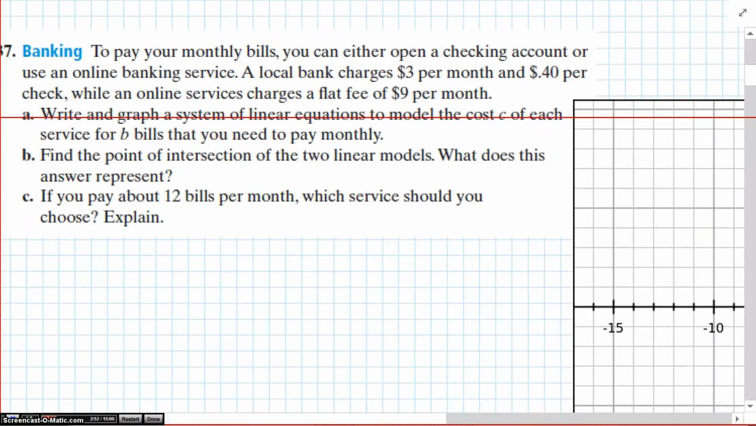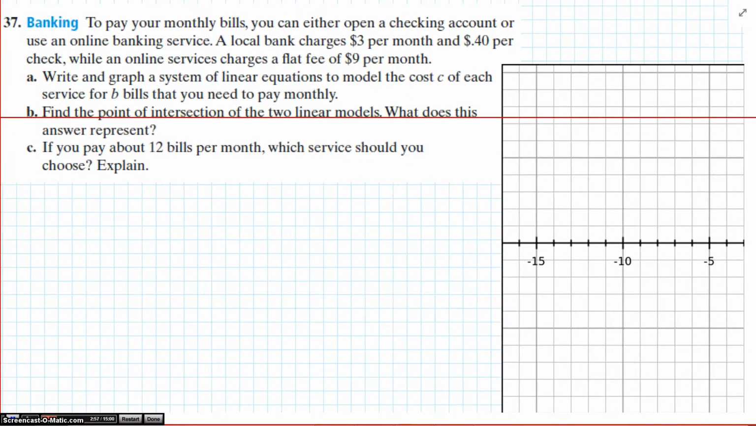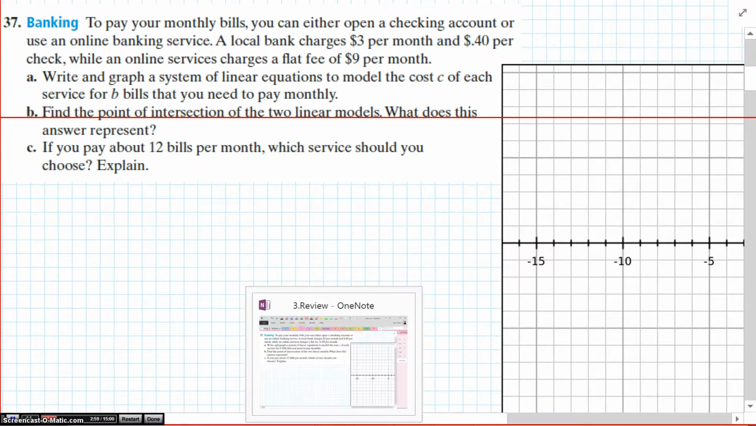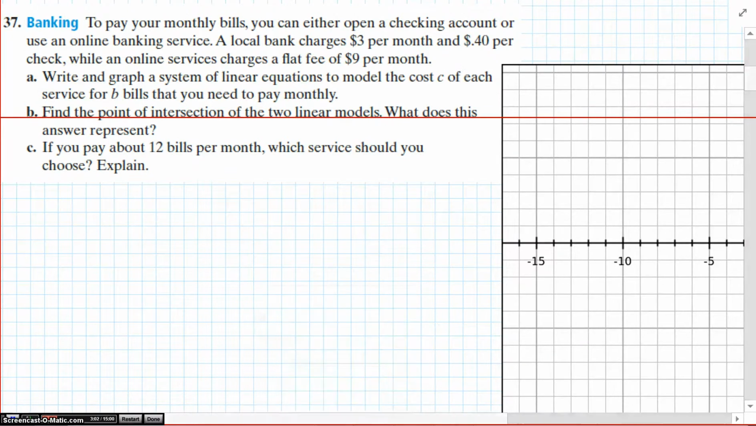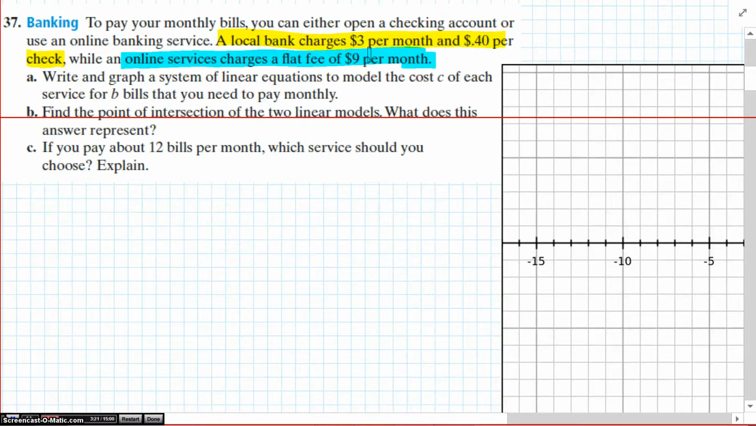All right, next problem, number 37. Number 37 says this: to pay your monthly bills, you can either open a checking account or use an online banking service. A local bank charges $3 per month and 40 cents per check, while an online service charges a flat fee of $9 per month. Write and graph a system of linear equations to model the cost of each.